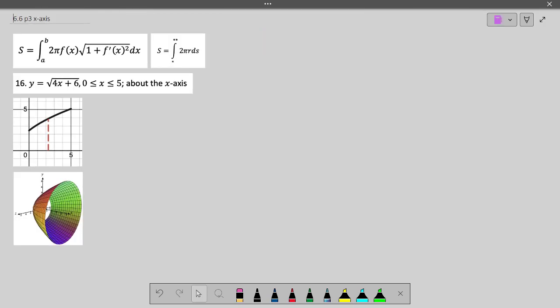All right, let's try another one of these surface areas. So here's another function, a square root function. It's a function of x. We're rotating around the x-axis, creating this shape.